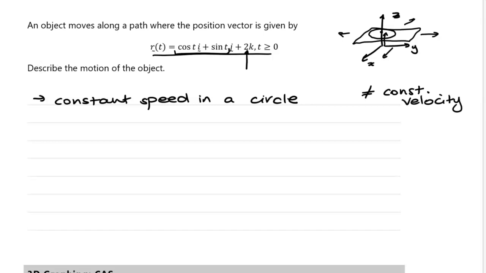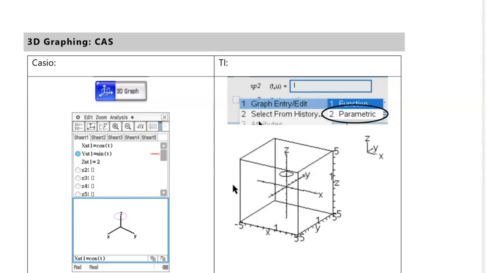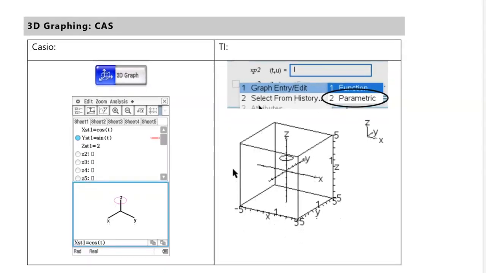Constant velocity would mean that it's not changing direction, but by definition, something in a circle is always changing direction. Now, another thing, it's not just in a circle. We said that it was 2 units up on the z-axis. Now, we can actually 3D graph that on the CAS to check. So on the Casio, you're going to go to the 3D graph area, and you need to put in the parametric equations for x, y, and z as functions of t. So I'm going to show you that on the calculator.